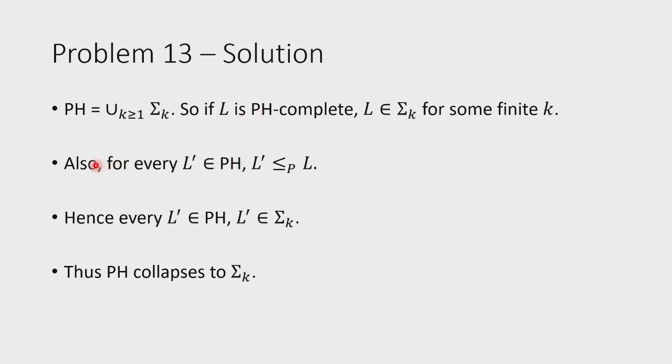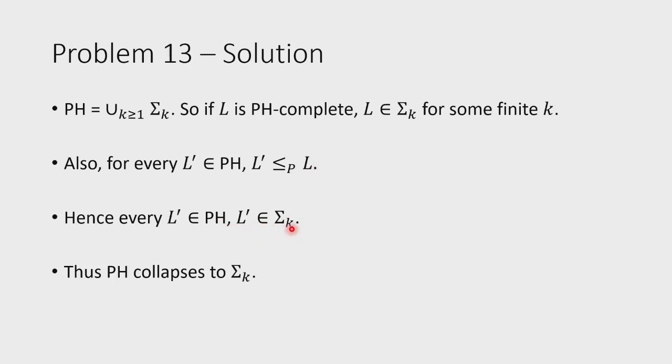So now what does L being PH complete mean? It means that for every language L prime in PH, L prime reduces to L in polynomial time. Hence, every language L prime in PH is also in sigma k. Why? Because L is in sigma k. Is this fine?